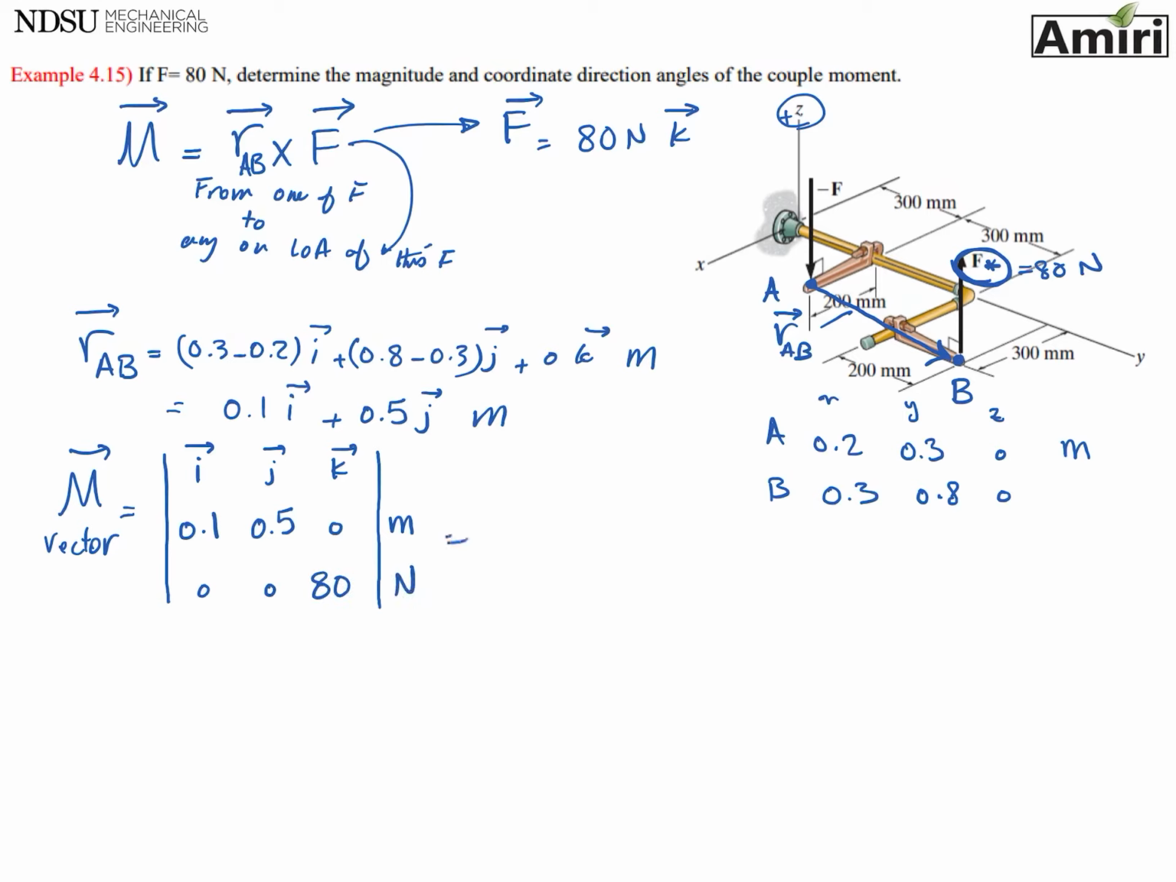So if you do this determinant, what you're going to get is 40I minus 8J, and units are Newton meters, which is expected because I have ijk on one side. I needed a vector, and that's what I got. It's my vector. So when you look at this vector, it tells you that the moment that I found is in the x and y plane. Means there's no k component to it.